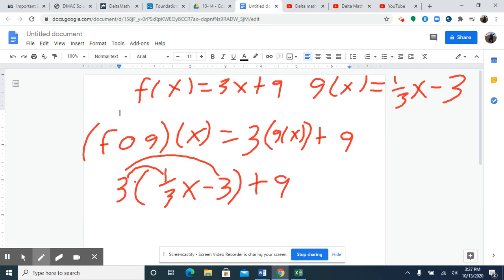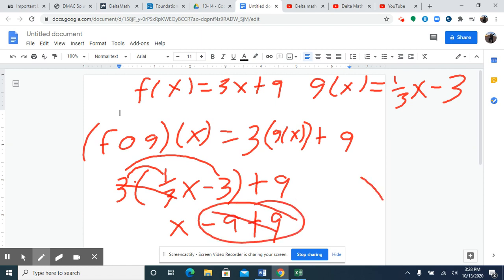First we distribute. 3 times 1/3 will cancel out, and we're left with x. Then 3 times negative 3 is negative 9. Then negative 9 plus 9 cancel out as well, so we are only left with an x. If you are left with one single x, then these two will be inverses of each other.